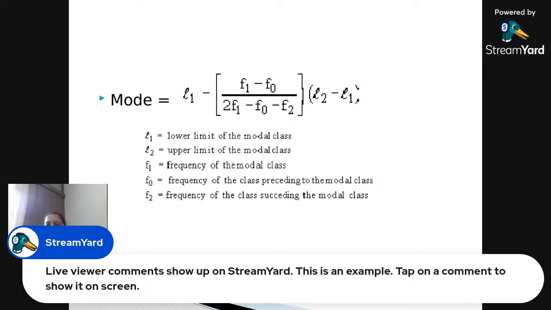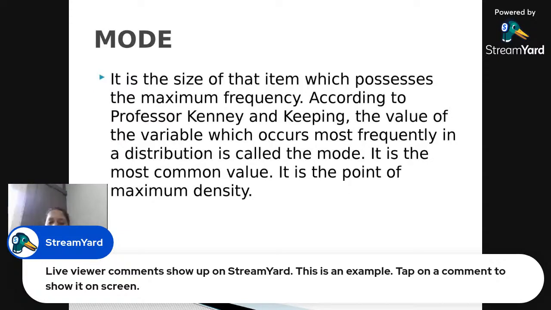Is it not audible? Please check whether I am audible. Okay. If somebody feels it is not audible, please check your settings. And also, if the video is blurred, you can refer to the PPT which I have already sent in the group. Okay. So let us discuss the mode.